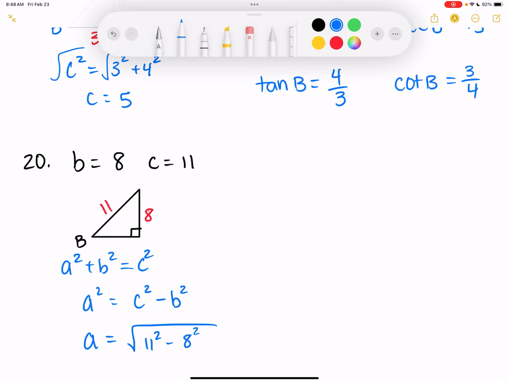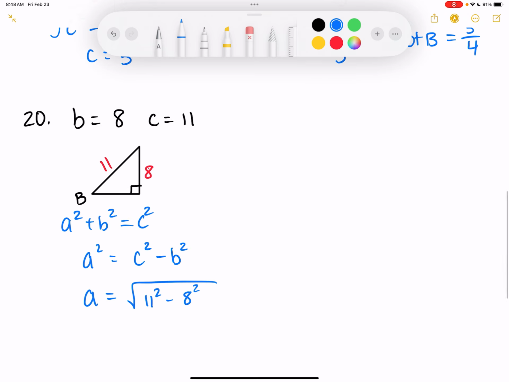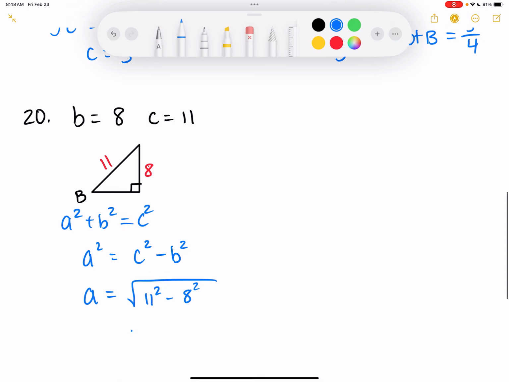121 minus 64 is 57. So the square root of 57, and we'll just leave it like that. So the square root of 57 is that side there, which means I'm going to have to rationalize. When you give me these answers, give me the initial answer and then rationalize it if applicable.